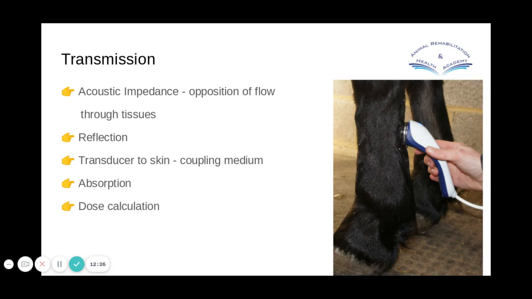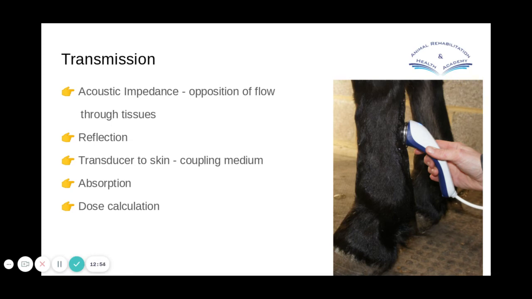So what we need to do is encourage that to pass through and into the tissues, and the way we do that is by using a coupling medium. So effectively, if you don't use a coupling medium, it won't go in, and you won't get any therapy from it. So that's the first place. But then, of course, once it goes into the tissues, we have the problem of the tendon, ligament, skin, fat, muscle, whatever we're going through. We're going to have these different reflections going on.